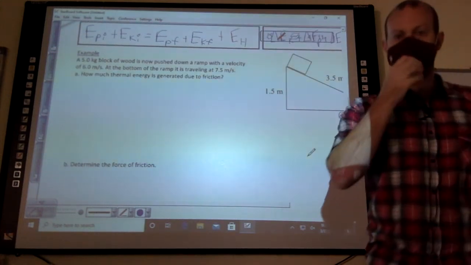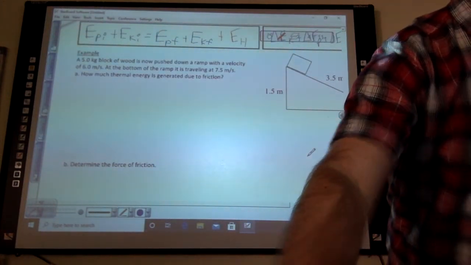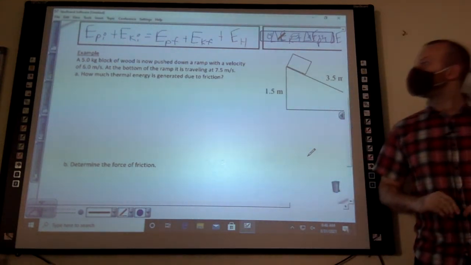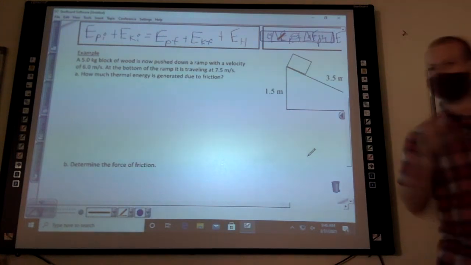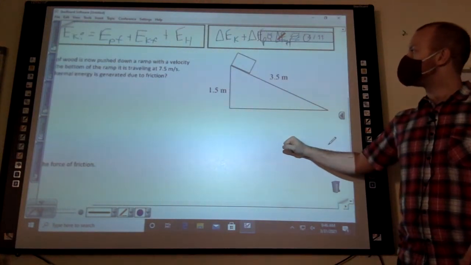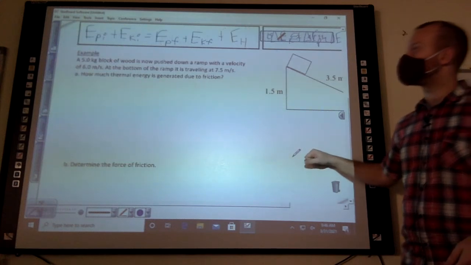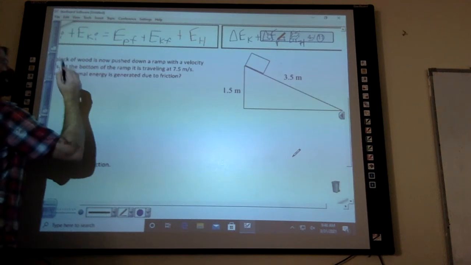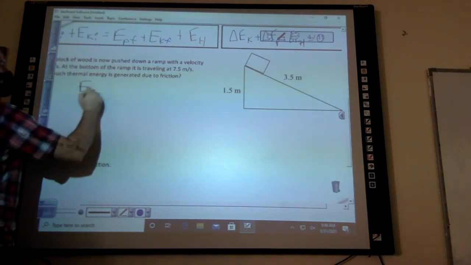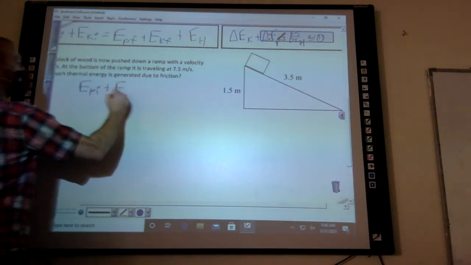Okay, so let's try another example. We've got a wooden block. It's pushed down a ramp with some velocity. At the bottom of the ramp, you're told what the speed is. We want to know how much thermal energy is generated due to friction. So here's our system. This is what we're dealing with. So let's try this out. We're dealing with conservation of energy, so start off with this big long equation.